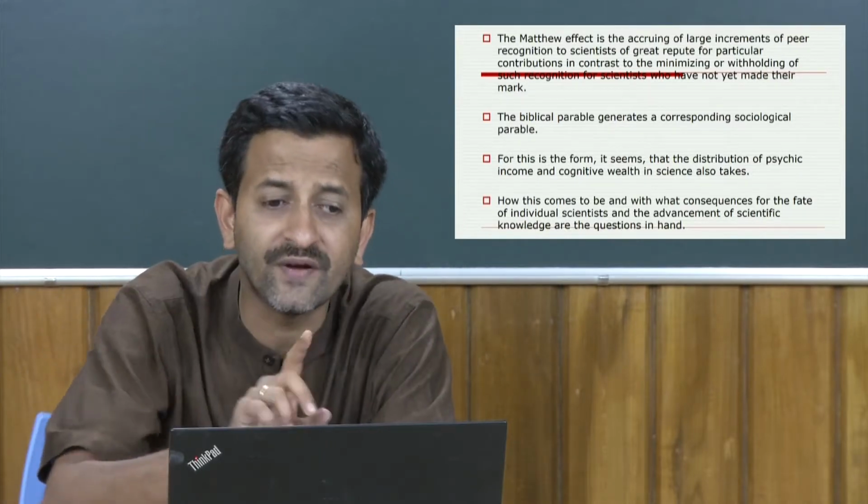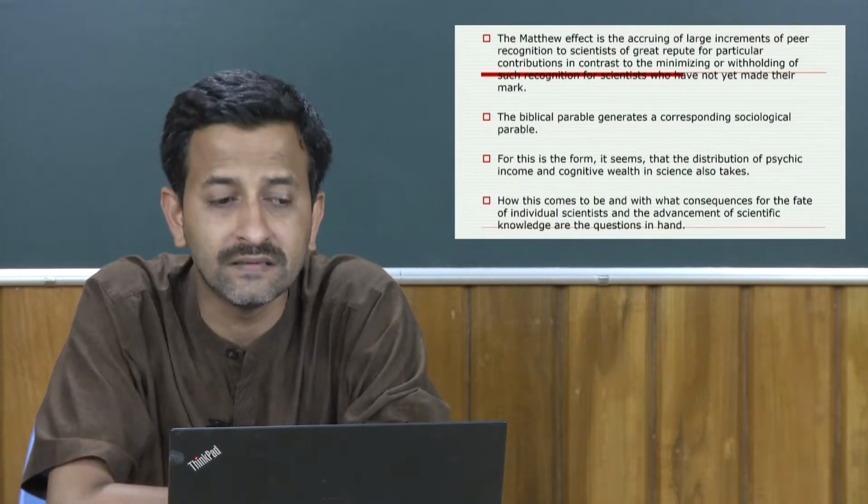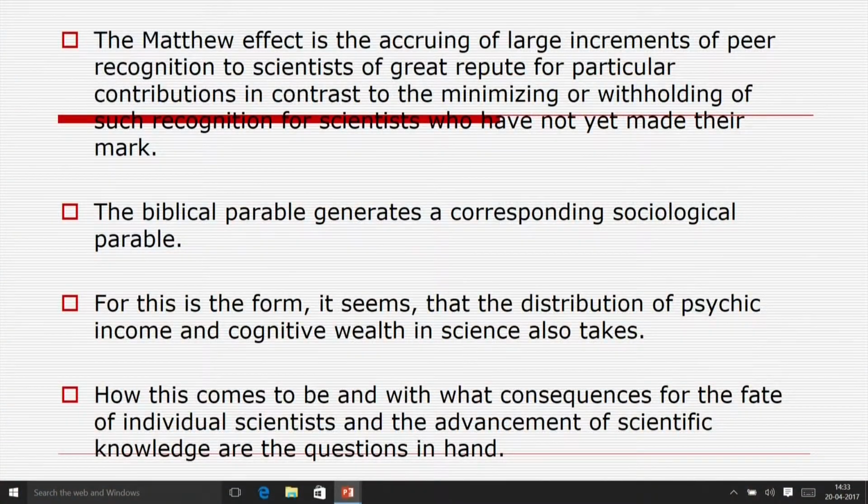Now, the Matthew effect is the accruing of large increments of peer recognition to scientists of great repute for particular contributions, in contrast to the minimizing or withholding of such recognition for scientists who have not yet made their mark. The biblical parable generates a corresponding sociological parable. That is why we must make this shift from a biblical account to a more sociological, or more secular, account.